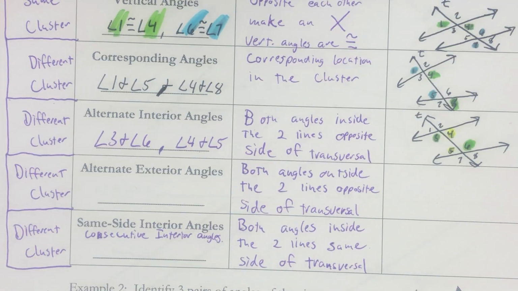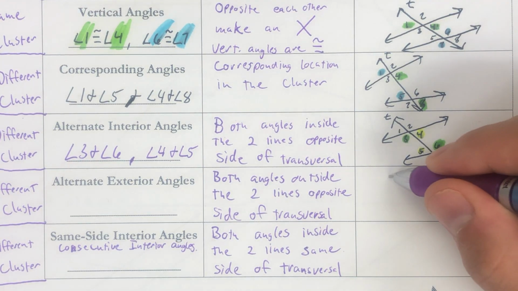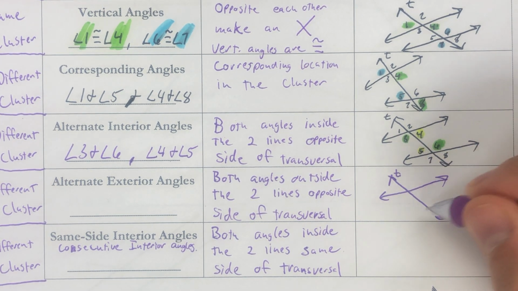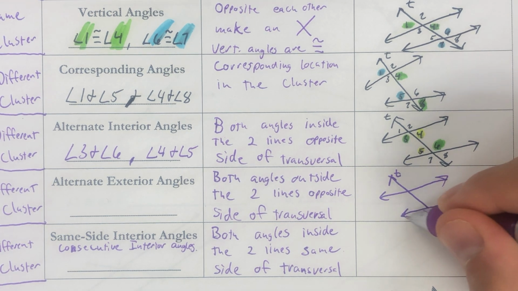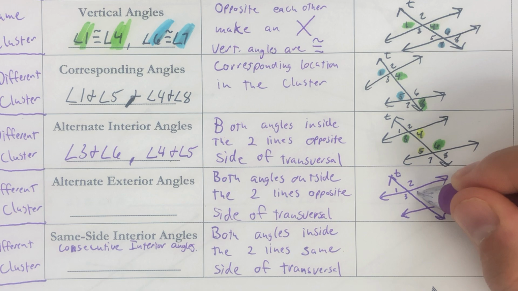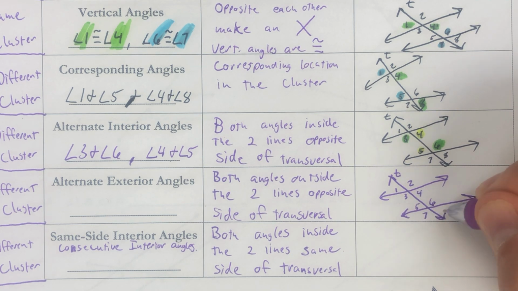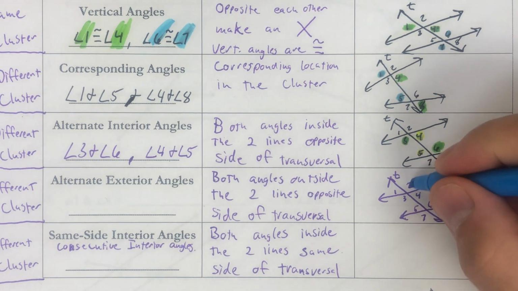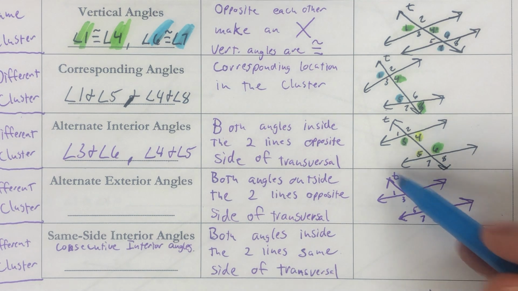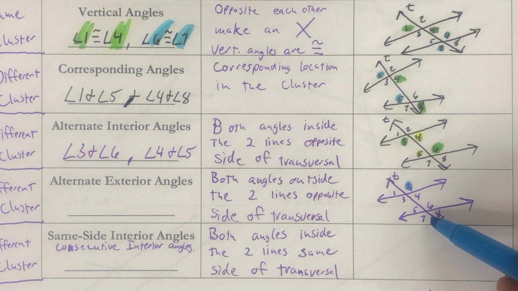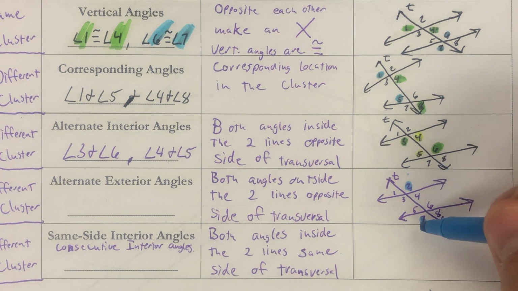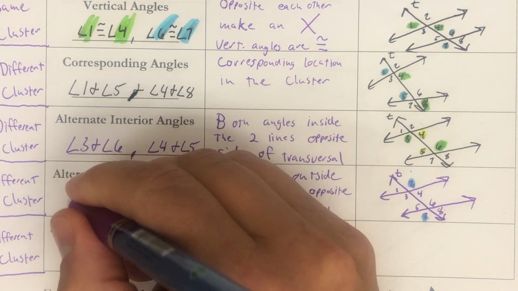Alternate exterior angles are also going to be in different clusters, okay? So when I draw in my transversal again, T, here's my first line, and my second line going here. Angle 1, 2, 3, 4, 5, 6, 7, and 8 again. Exterior. So, different clusters on the exterior. Angle 2 is on the exterior, okay? Outside the line. Now I have to go to the other cluster and go to the opposite side of the transversal. That would be angle 7. 2 and 7 are alternate exterior. They're both outside the two lines, opposite sides of the transversal. So angle 2 and 7.